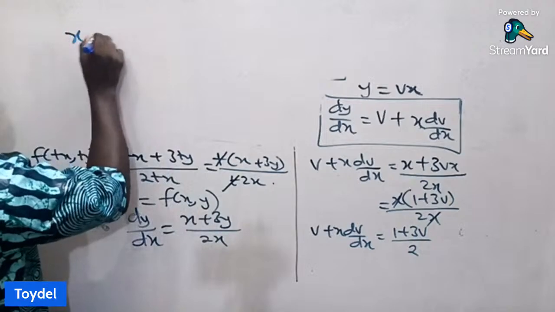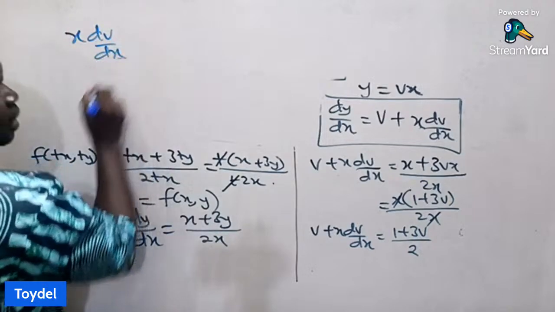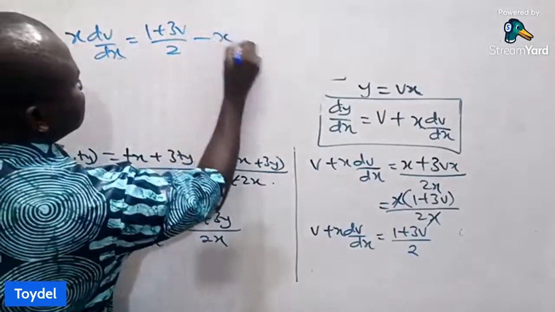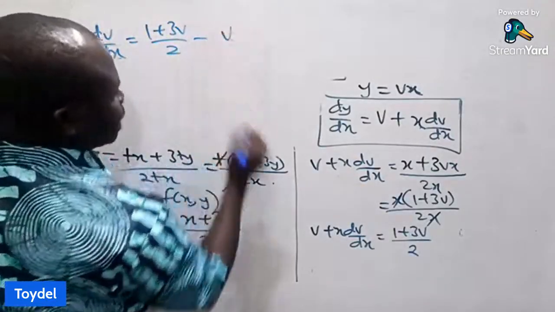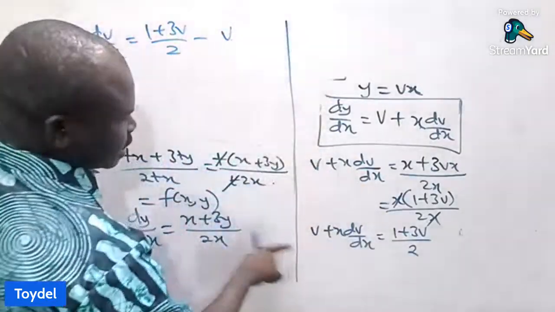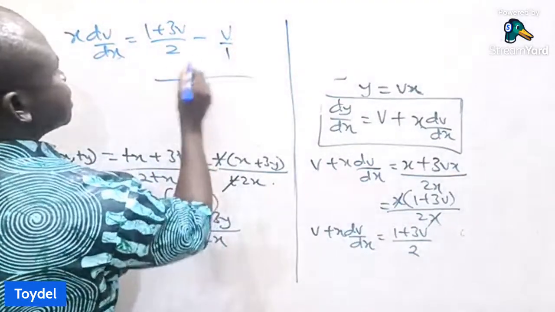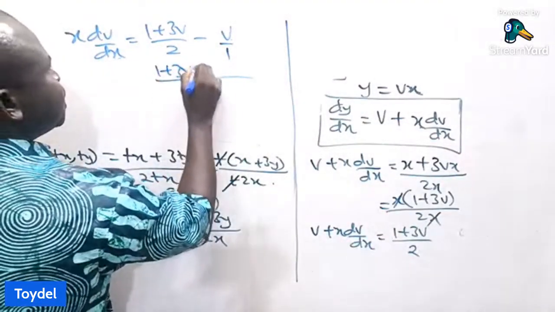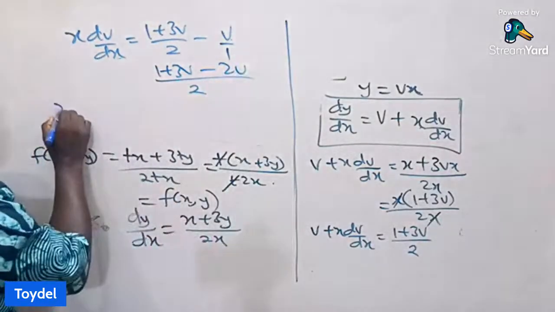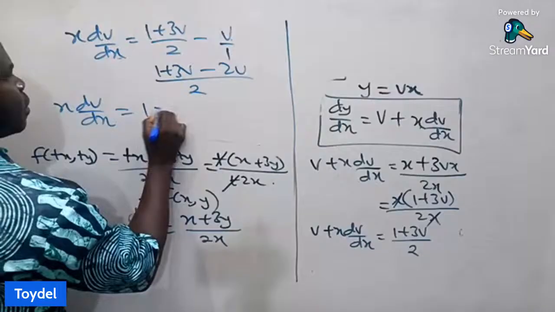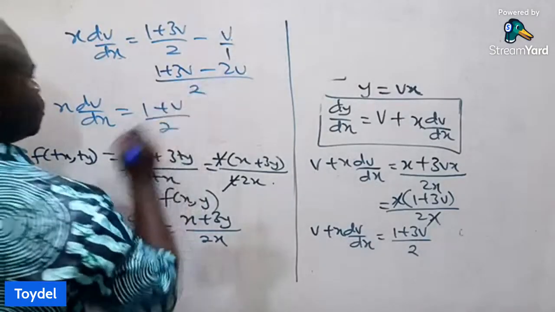I have x dv/dx equal to (1 + 3v)/(2 - v). I start to take v to the other side. So here, let's see, the LCM. Here will be 1 + 3v - 2v, so that we have x dv/dx equal to (1 + v)/2. That's what we're going to get.